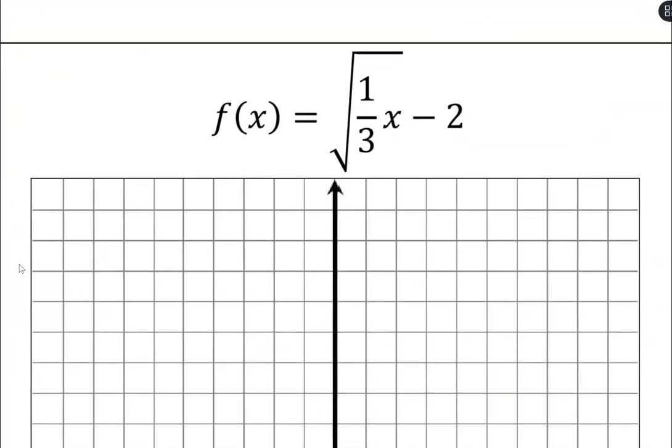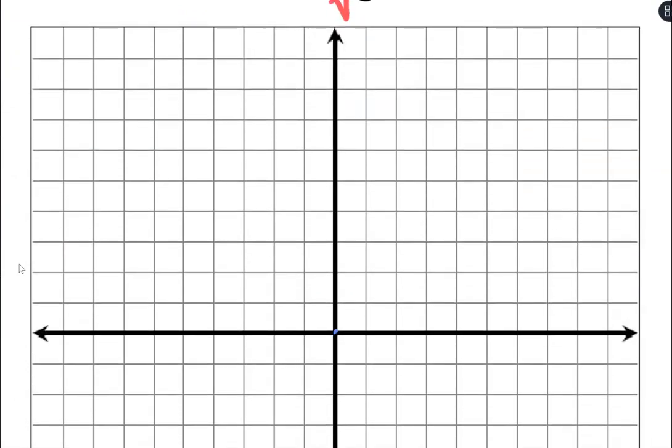Okay, with this one, I can see we have a square root. So for my parent function, I'm thinking of the square root. So I'm thinking 0, 0, 1, 1, 4, 2. I could even go out to 9, 3 if I wanted to. And then it only graphs on this side is what's key.